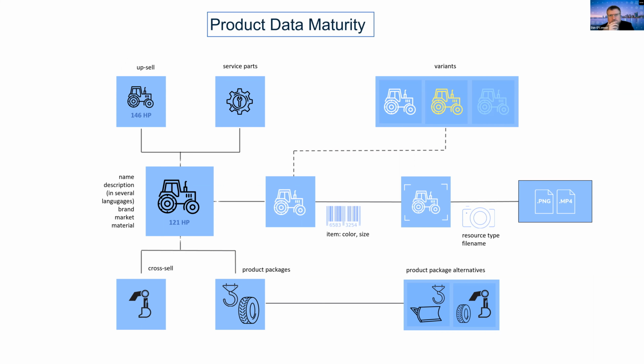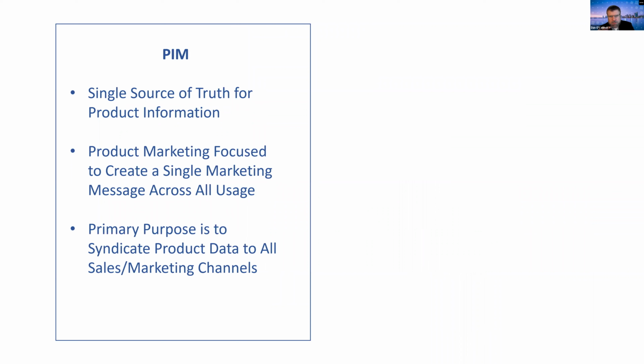So if we go to the next slide, we start off at what a PIM, a product information management tool, is meant to do. It's meant to be a single source of truth for product information. Sounds pretty standard. It is marketing focused. It doesn't mean that it doesn't have non-marketing attributes, but it's marketing focused so that you can set up a single marketing message across all the usages of that data. And then its primary purpose is to syndicate that data to all the sales and marketing channels that data needs to be represented in, whether it's an e-tailer, a marketplace, or a client's own website. We want that consistent messaging from the PIM to be presented.